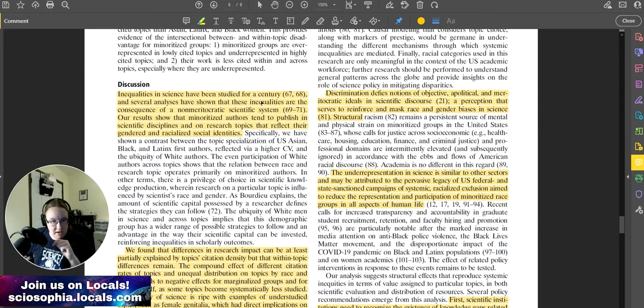Inequalities in science have been studied for a century. Again, I wonder if inequalities and inequities are being used interchangeably. And several analyses have shown that these inequalities are the consequences of a non-meritocratic scientific system. Yeah, if it's an analysis like this one, I doubt it. Our results show that minoritized authors tend to publish in scientific disciplines and on research topics that reflect their gendered and racialized social identities. No, actually, for one thing, you didn't prove it. Again, I'm saying you're showing me a disparity. You're not showing me why that disparity exists in the slightest.